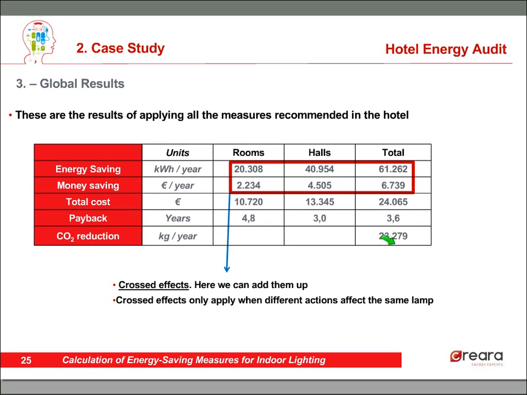Okay, and here we can talk also about the CO2 reduction, what we call environmental savings. The environmental savings are 23 tons of CO2 a year. Okay, this would be the final results for the part of the hotel I am analyzing.